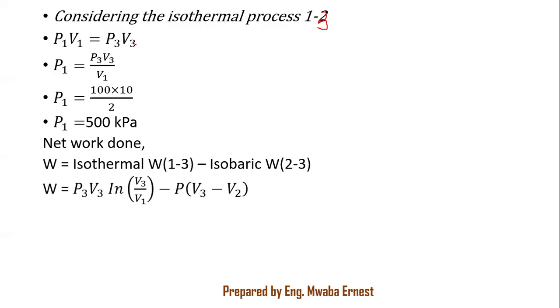So in this case, we say P3 V3 ln V3 over V1 minus P, then the difference in volumes. And this is a constant pressure. So it's saying 2 and 3 are the same. So this P is supposed to be P2 or P3, same thing.